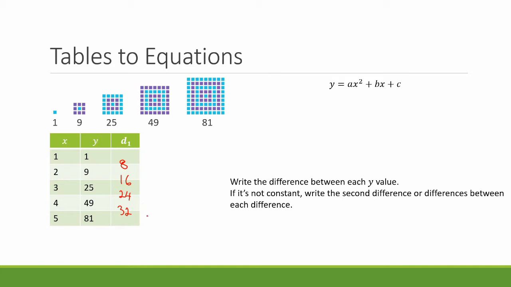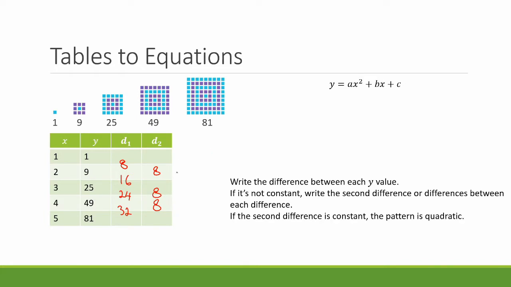Now, if it was constant, we would know that it's a straight line, and from there we can carry on with our plotting of a straight line. If it's not a constant, then what we want to do is try and write the second difference between each of our differences. So here, in difference 2, we can see that between 8 and 16, we have 8. Between 16 and 24, we have 8. And between 24 and 32, we have 8 as well. So our difference of our differences is actually 8, and that is a constant. So now we know that it is a quadratic.